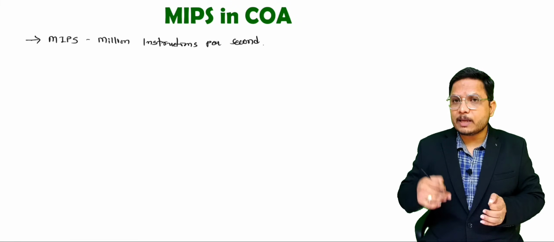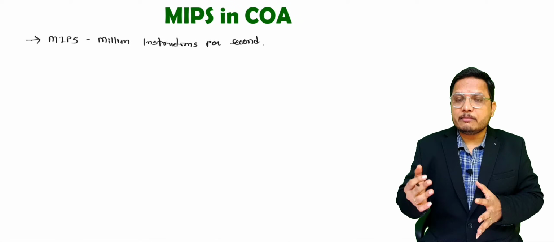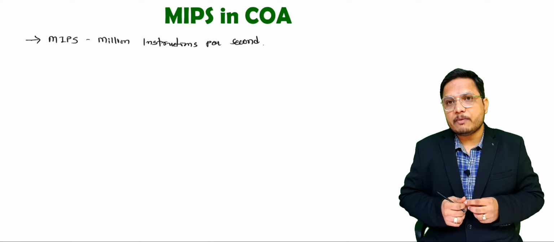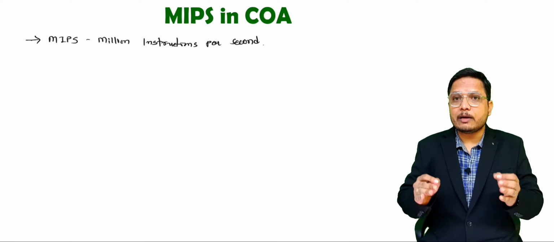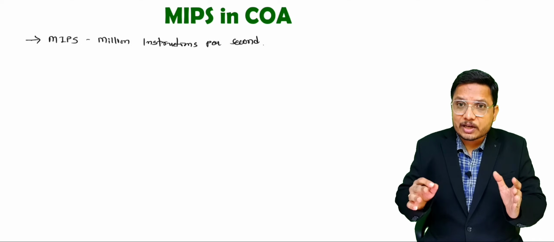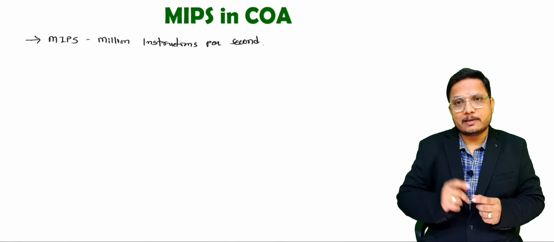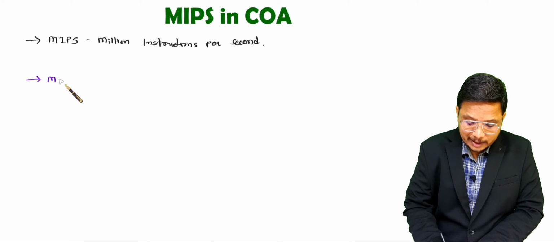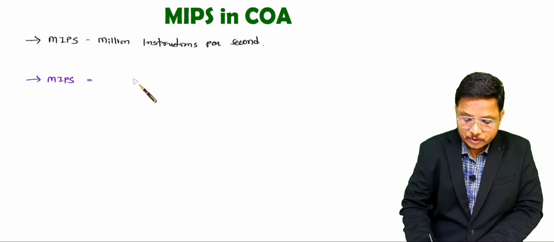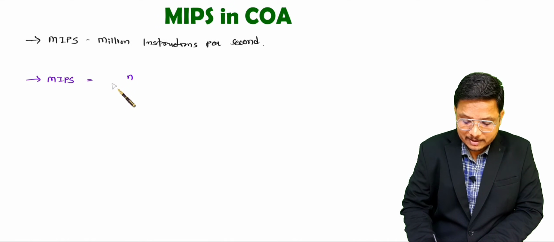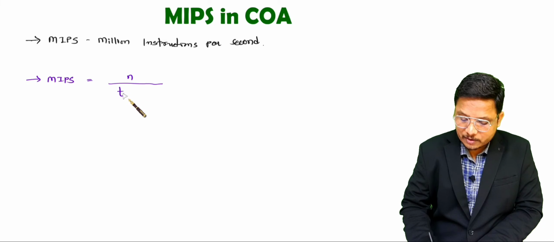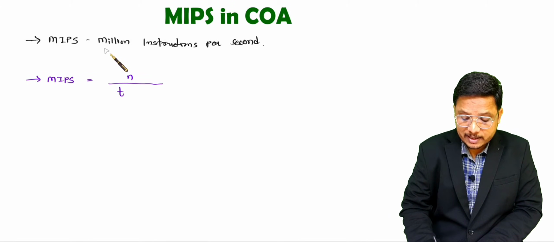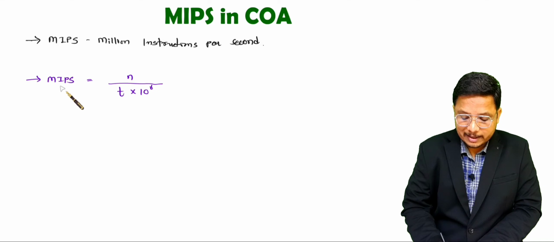Many times you will observe questions asking for the MIPS of a given CPU. So, MIPS means how many million instructions are executed in a single second. Let us try to understand how to calculate that, right? To calculate MIPS, you should first know how many instructions we are executing, divided by the total execution time, and as per the definition, million instructions per second, so you divide by million, that is 10 to the power 6. This is how we can calculate MIPS.